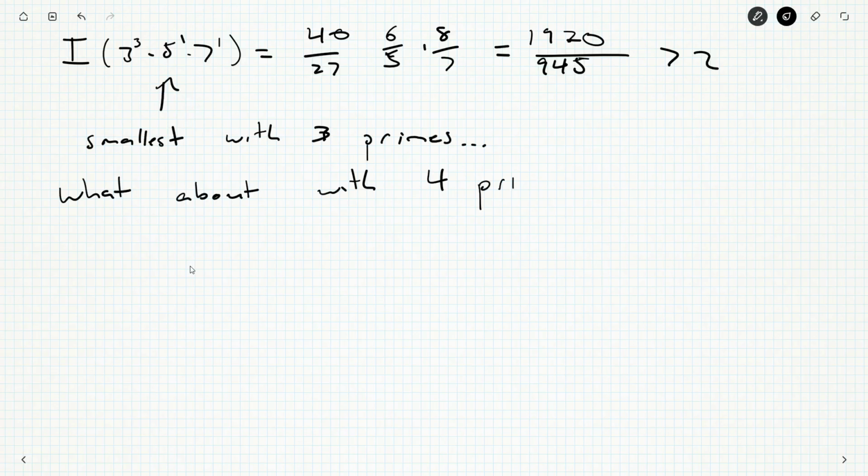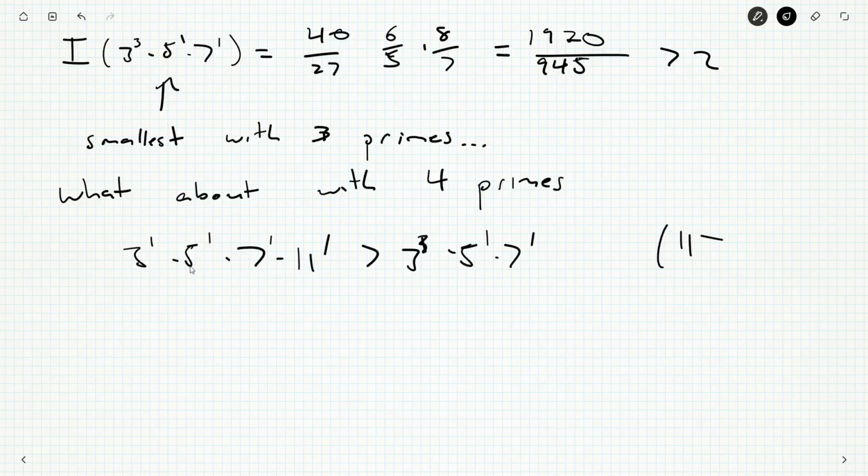What about with 4 primes? Now obviously 4 primes has the potential, but the smallest thing with 4 primes would be something like this. And that is going to be more than this, because 11 is more than 9. So we don't even need to bother with that.